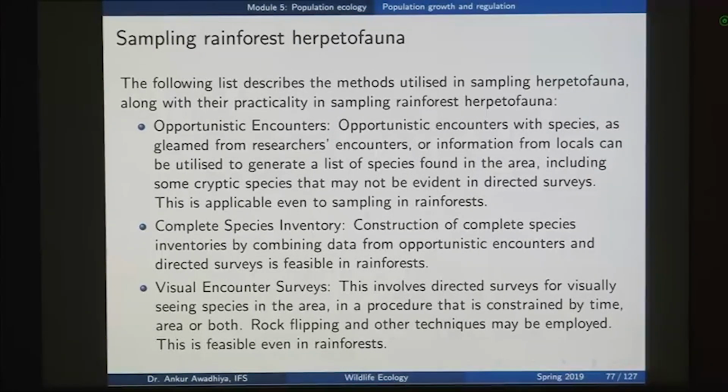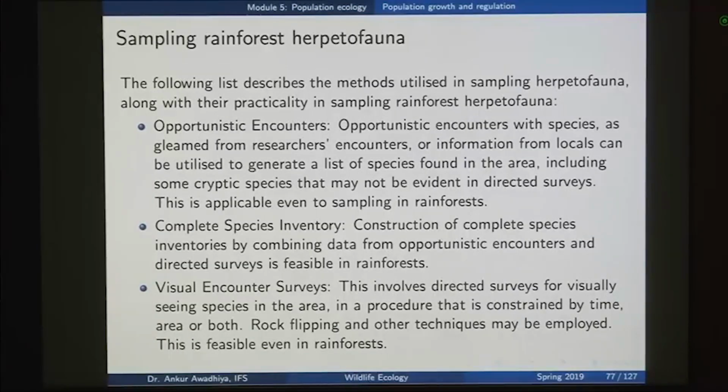One is opportunistic encounters. So, opportunistic encounters with the species, as gleaned from the researchers' encounters or information from locals, can be used to generate a list of species that is found in that area, including some cryptic species that may not be evident in directed surveys. This is applicable even to sampling in the rainforest. So, there is a rainforest, you want to know how many animals are there, what all species of animals are there.